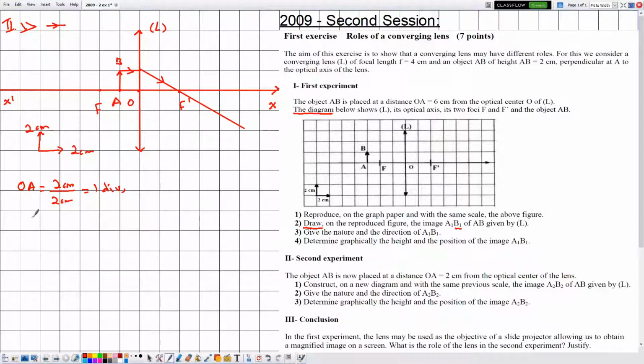So an incident ray issued from B parallel to the optical axis emerges passing through the image focus.